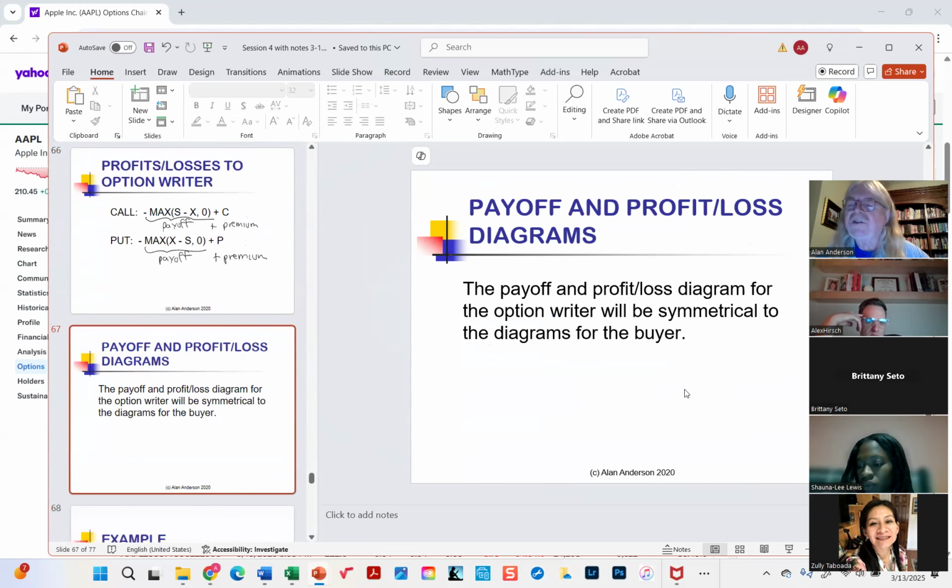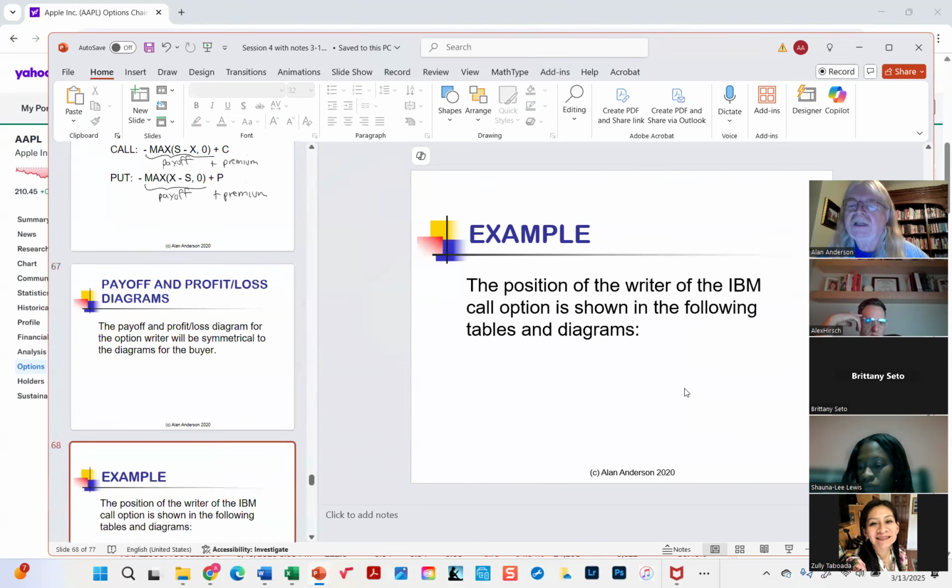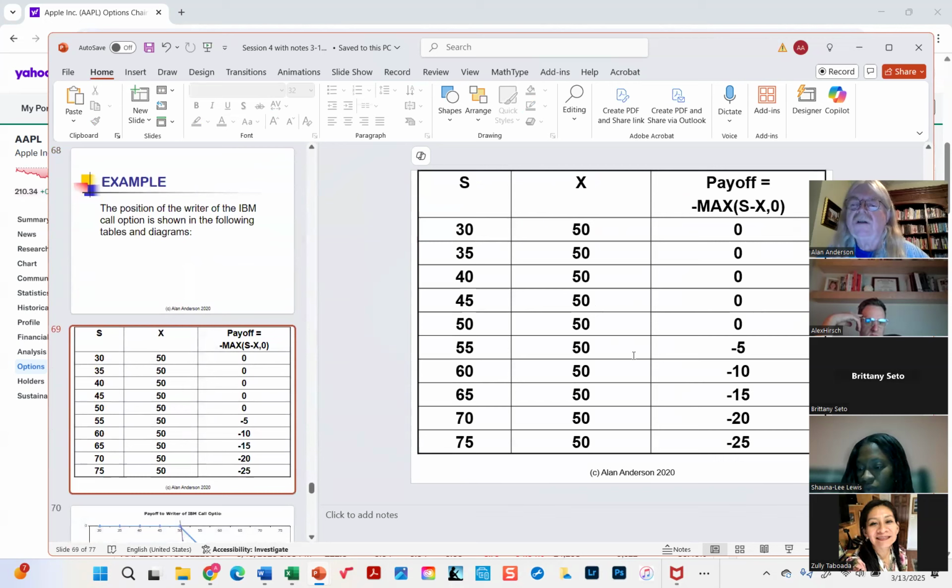Now, you're probably wondering, what does that do to our graphs? Good question. This is a chart that represents the position of the call writer. You notice how everything's the same as before, except there's this negative sign. And here, the option is in the money. They're the same payouts, but they're now negatives because they're coming out of our pocket. Otherwise, everything's the same. Here the option is exercised, and here it is not.